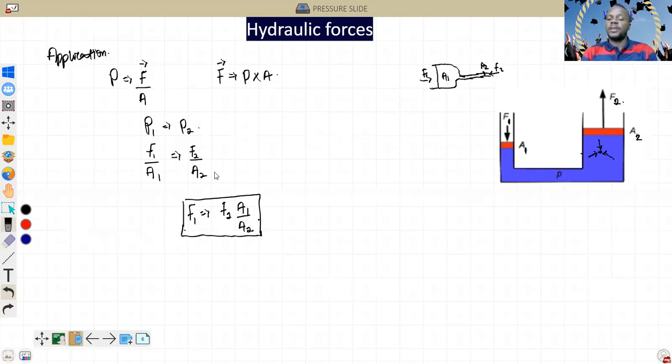If you watch very carefully, from the diagram you can see that the amount of force, F1, the small force, is here. You can see it is now used to push something heavy. So what I'm trying to say here is that F1 is equal to the product of F2 multiplied by the short area divided by the big area.